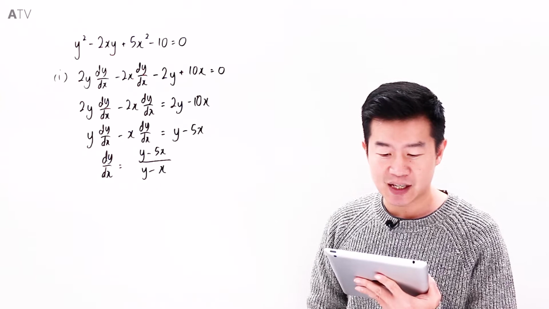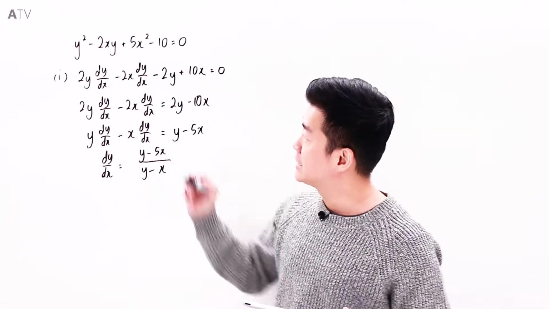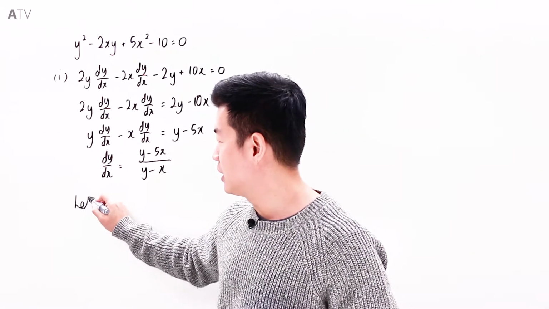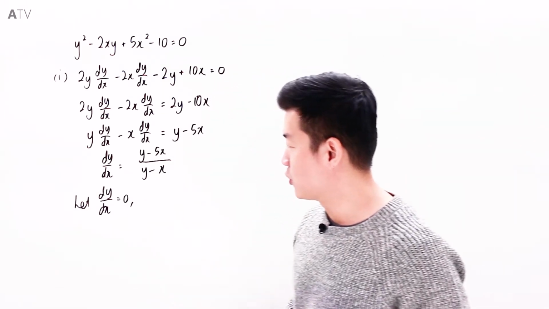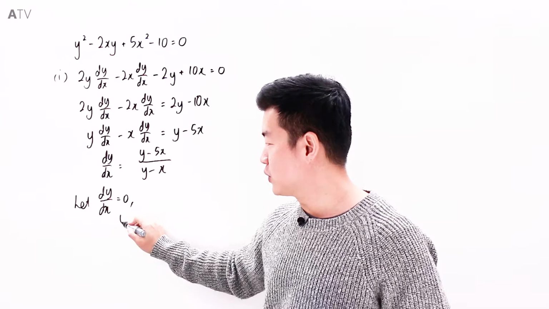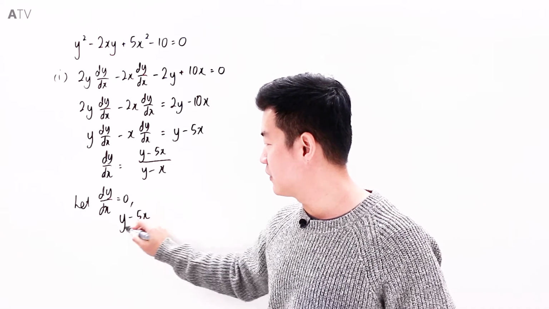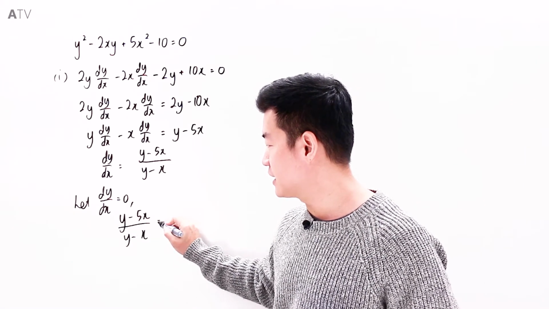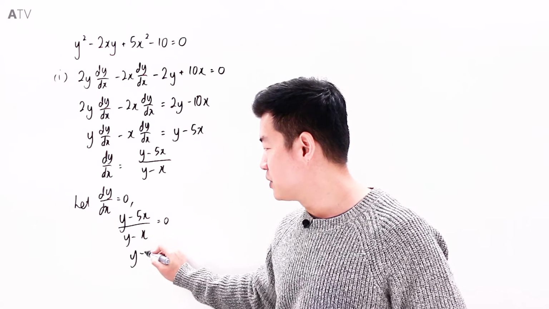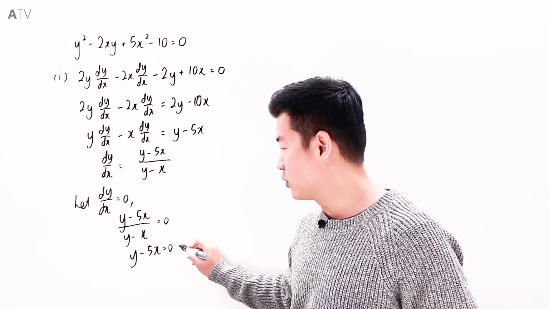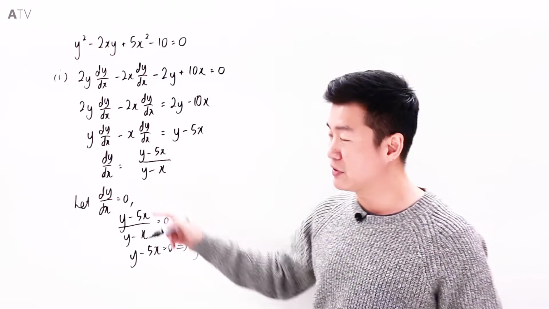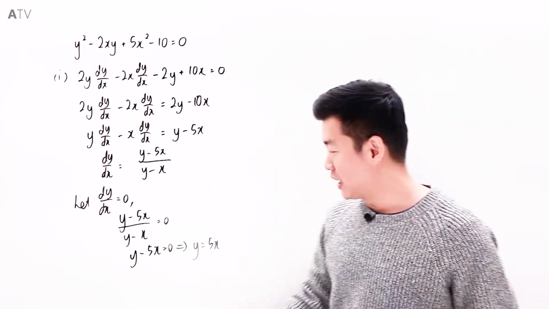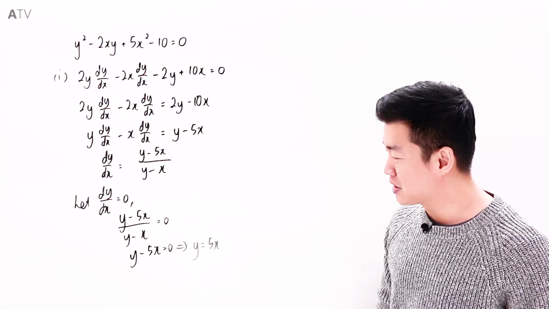And since we are discussing the stationary points of the curve C, that means I'm going to let dy/dx be equal to 0. Letting dy/dx be equal to 0, that means (y minus 5x) divided by (y minus x) here is going to be equal to 0, which means that y minus 5x should be equal to 0. This tells me that y is equal to 5x whenever dy/dx is equal to 0. That means at stationary points, y must be equal to 5x.